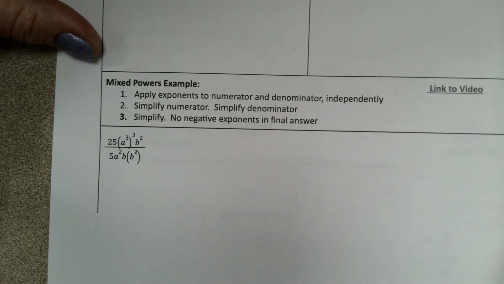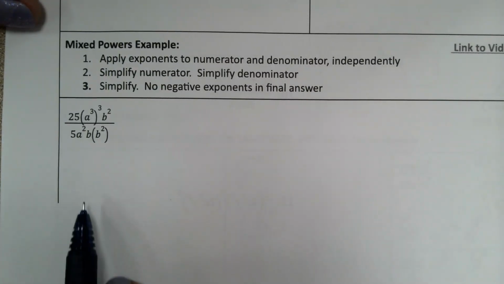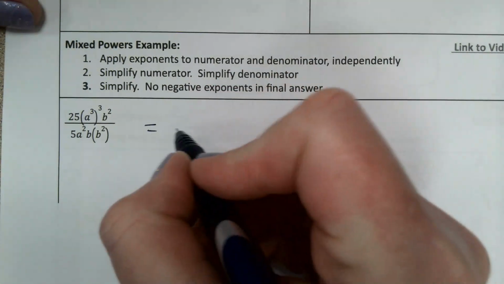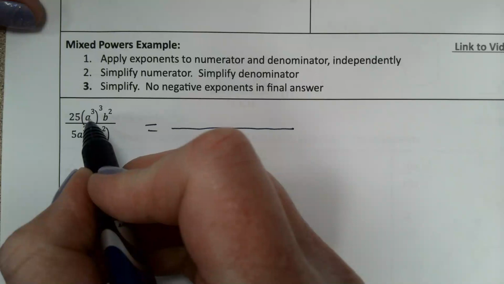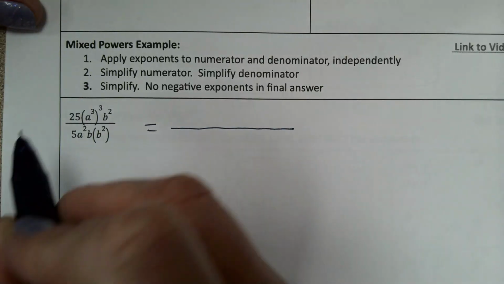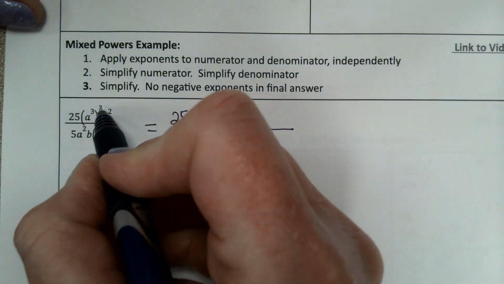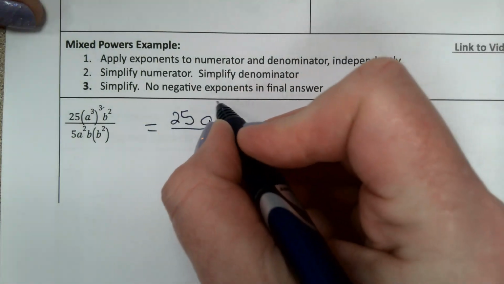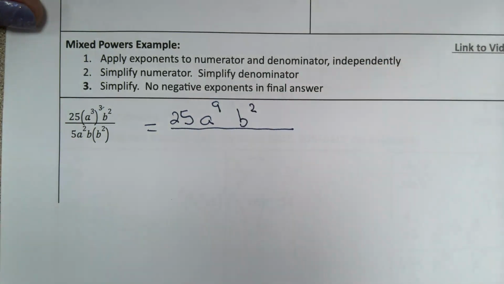I'm going to do the last one. So on the last one, we have a lot of things going on. We have both A's and B's in the numerator and denominator. So let's see what we can simplify. So I'm going to simplify everything in my numerator first. I'm going to leave my 25 alone. A to the third to the third. So exponent raised to an exponent means you multiply. I have a to the 9th. And then b to the 2nd.